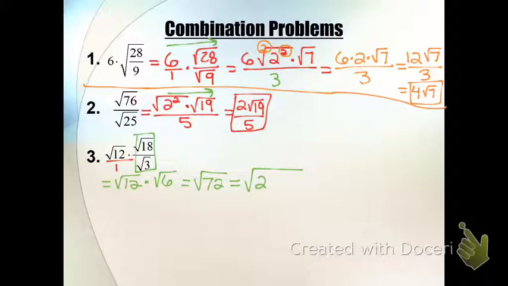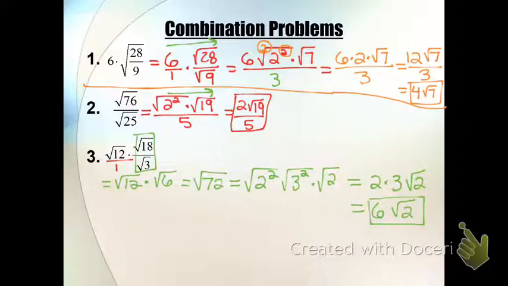Now, I'm going to put this as 2 squared times 3 squared, and then I had an extra 2. It was 2 times 2 times 2 times 3 times 3. And remember, I'm trying to split them up into things that simplify nicely, so I'm putting my perfect squares together. The square root of 2 squared is 2, the square root of 3 squared is 3, and then I still have that root 2 left over, and 2 times 3 is 6. So my final solution for that last question is 6 root 2.